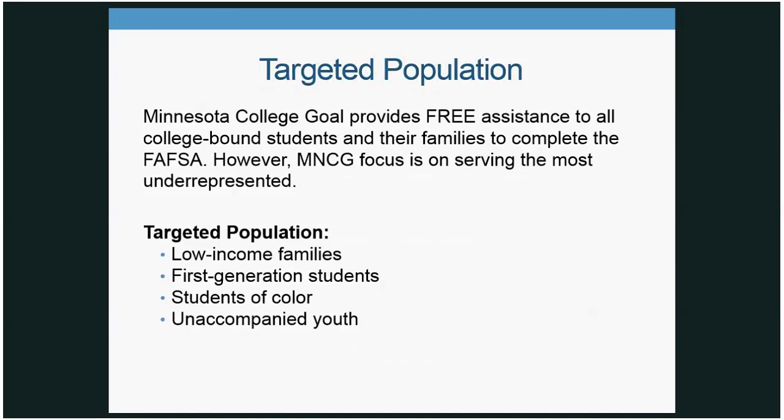All right, the targeted population. It's free assistance to all college-bound students. However, they're really trying to target the most underrepresented students. And so those would include our students from low-income families, first-generation students, students of color, or unaccompanied youth. And really, truly, again, this is a forum for people to come together who may have questions, who may have difficulty, who may be the first in their family to complete the FAFSA.